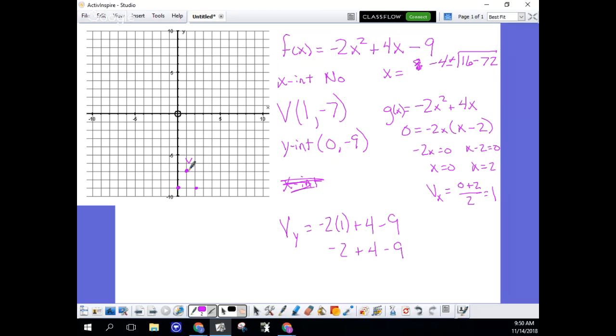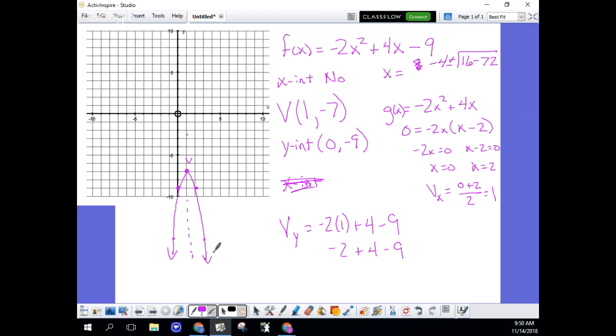Now, if I went left 1, negative 1 movement, negative 1 squared is 1, times negative 2 is negative 2. If I go over 2, 2 squared is 4, times negative 2 is negative 8. 1, 2, 3, 4, 5, 6, 7, 8. So go down 8. And then remember, you kind of get a bonus point every time. You can just flip this point over. This is 2 away from the vertex line. This is 2 away from the vertex line. And you can draw your equation. All right. So there's how you graph those.